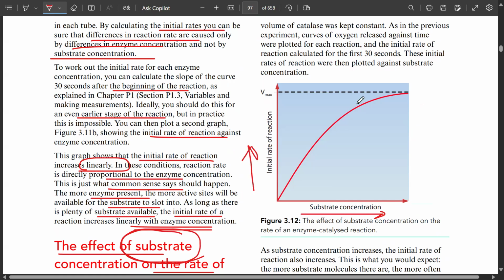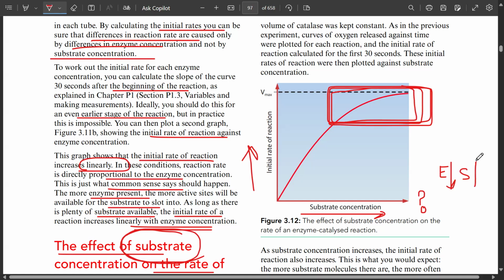ये directly proportional नहीं है. There's a point यहाँ पे curve भी हो रहा है. Why didn't enzyme concentration curve? क्योंकि over there enzymes don't have to wait. Over here the substrate is going to have to wait because now enzyme would be in a limiting amount and substrate would be in excess.